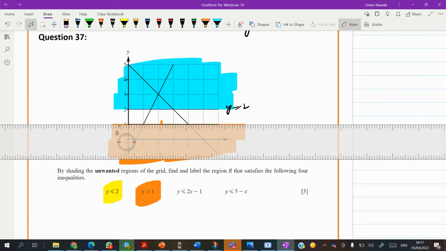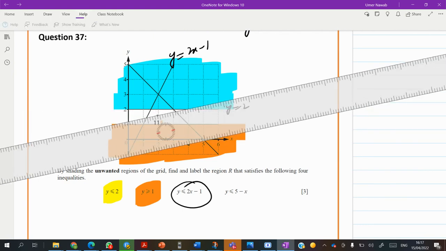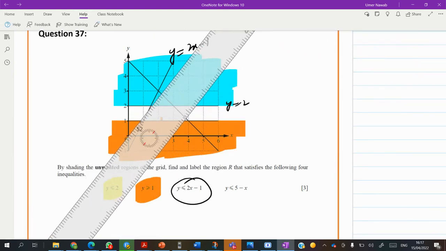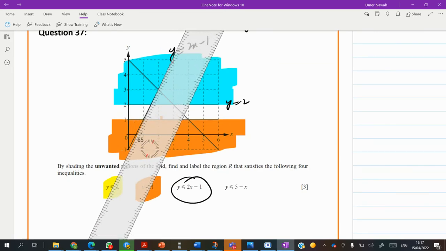Next, which line is y is equals to 2x minus 1? Obviously this line, because its y-intercept is minus 1. So less than or equal to means the downward portion is wanted, the upward portion is unwanted. So I'm going to shade the upward portion of this line.